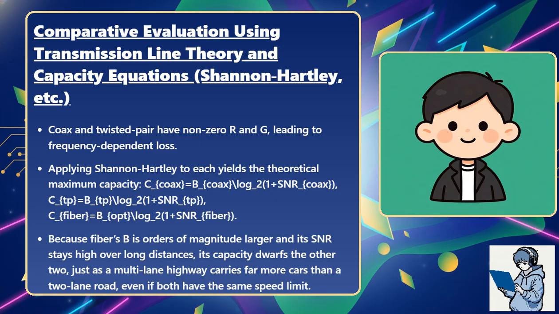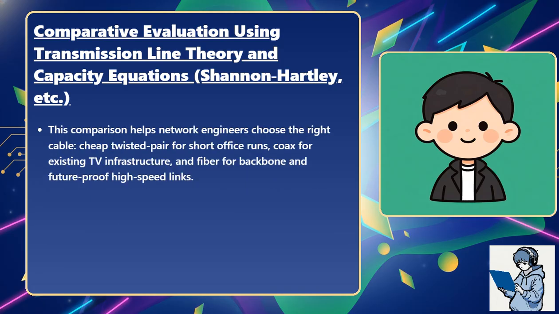Because fiber's B is orders of magnitude larger and its SNR stays high over long distances, its capacity dwarfs the other two, just as a multi-lane highway carries far more cars than a two-lane road, even if both have the same speed limit. This comparison helps network engineers choose the right cable: cheap twisted pair for short office runs, coax for existing TV infrastructure, and fiber for backbone and future-proof high-speed links.